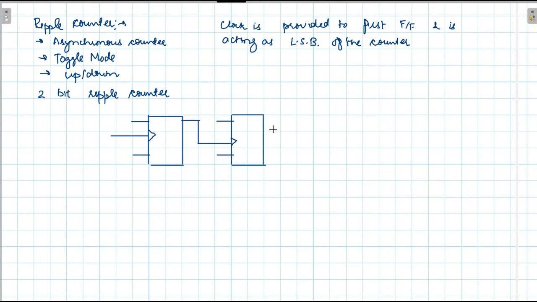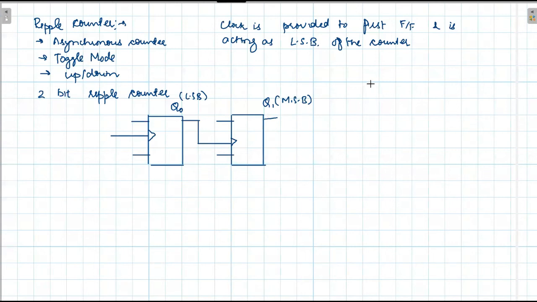And here you are getting the output. As already discussed, this is your Q naught, or we can say this is your LSB, this is your Q1, this is actually your MSB. So here you are getting Q naught, here you are getting Q1. So this will be your sequence in which your system is going to count.